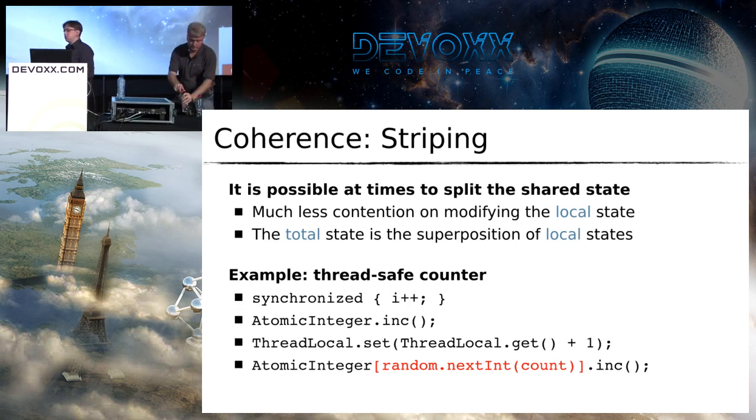It is possible at times to split the shared state into a superposition of local states so that you will not have the contention of a single memory location there. So if you go ahead, for instance, with a thread safe counter there, it's a very silly idea to try and do synchronized and increment the field there, because you will probably have the contention problem there, the threads blocking when all other threads are just about to free that critical section there. So that's the case we were discussing just before, right?